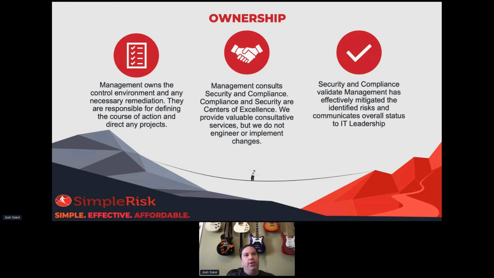So management is going to own the control environment. Management owns the fixes that are going to happen. They're going to be responsible for defining the course of action to direct the projects. Us as security, we're trying to guide them. We're trying to help them along. Management is going to consult with us. And you can think of security and compliance as centers of excellence. We're providing consultative services, but we're not actually engineering. We're not actually implementing the change.